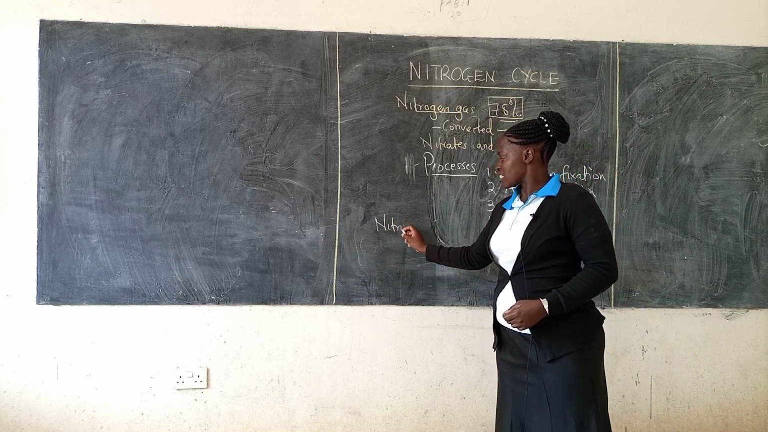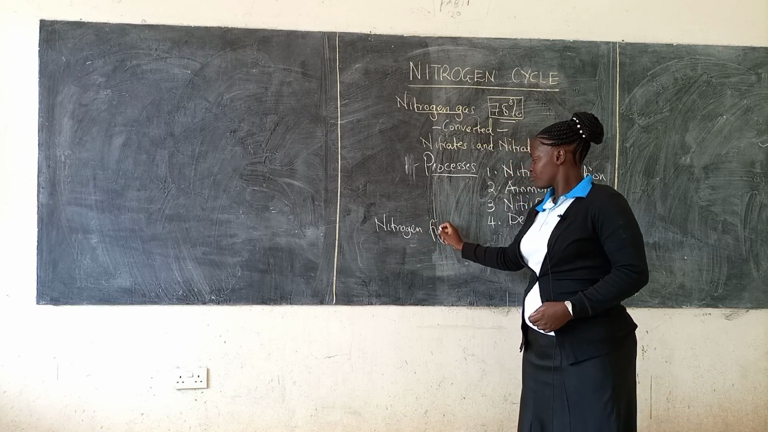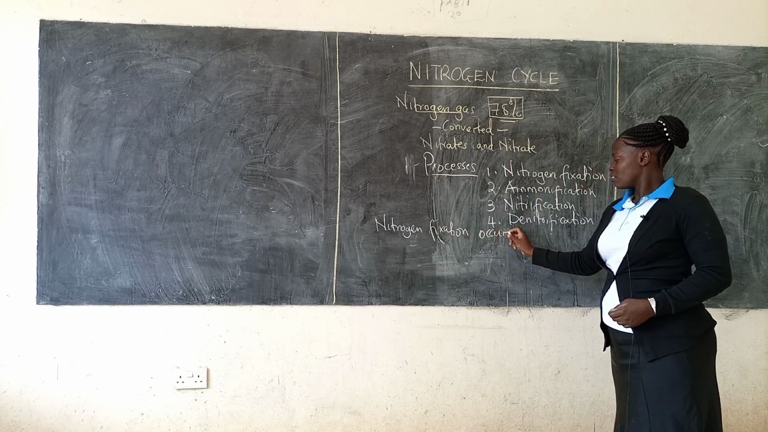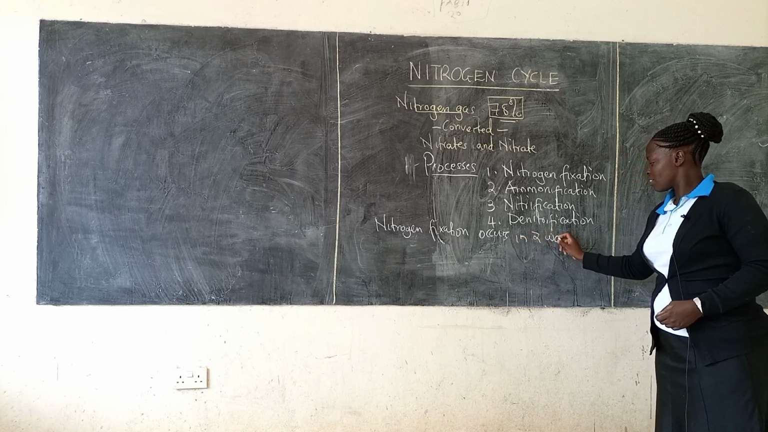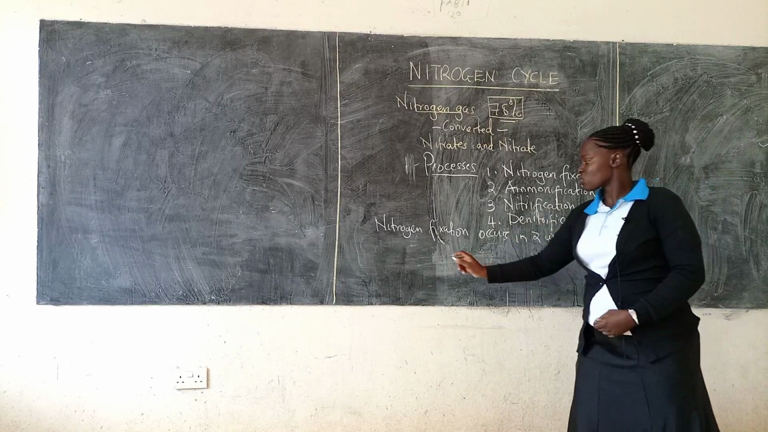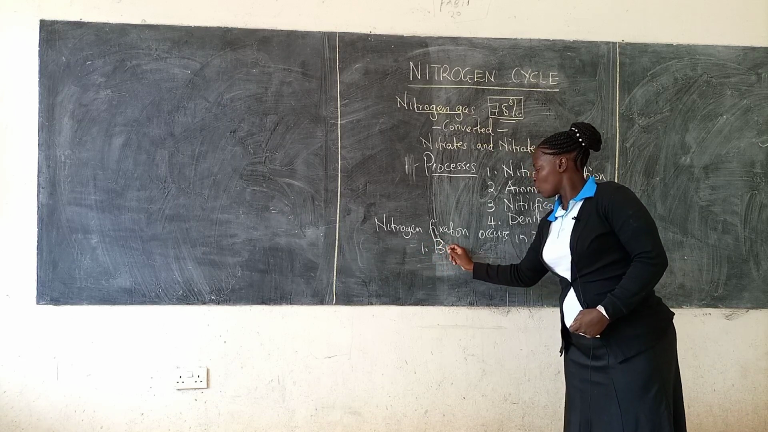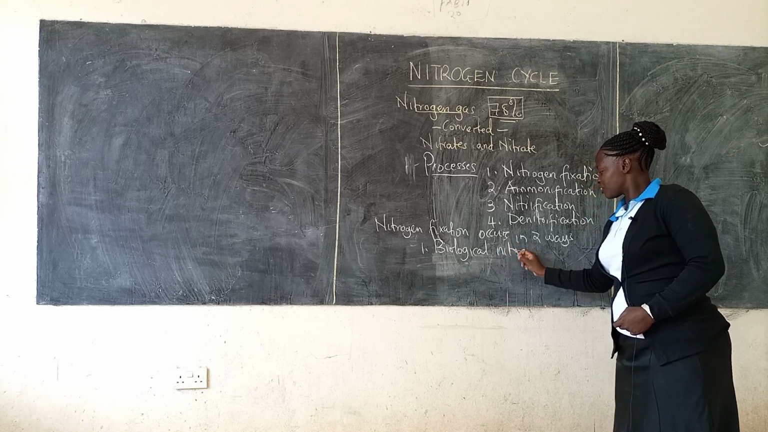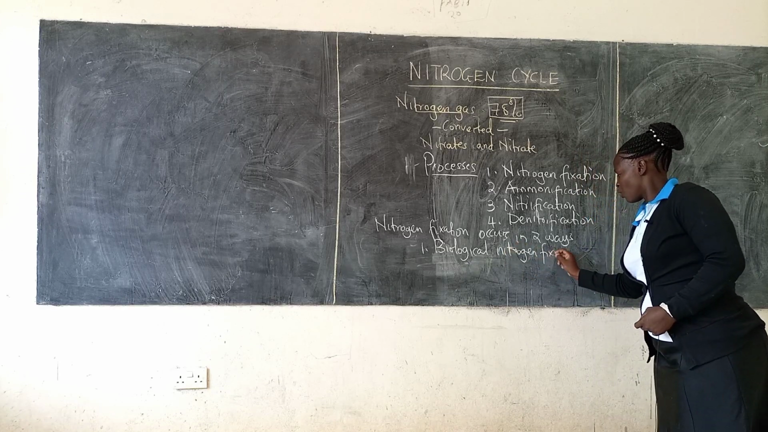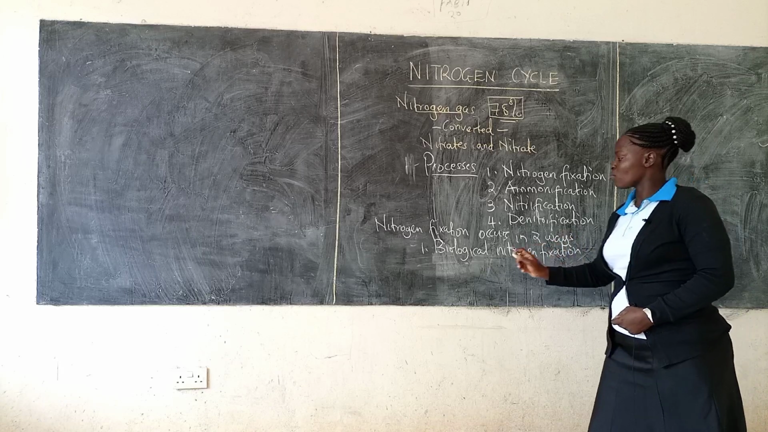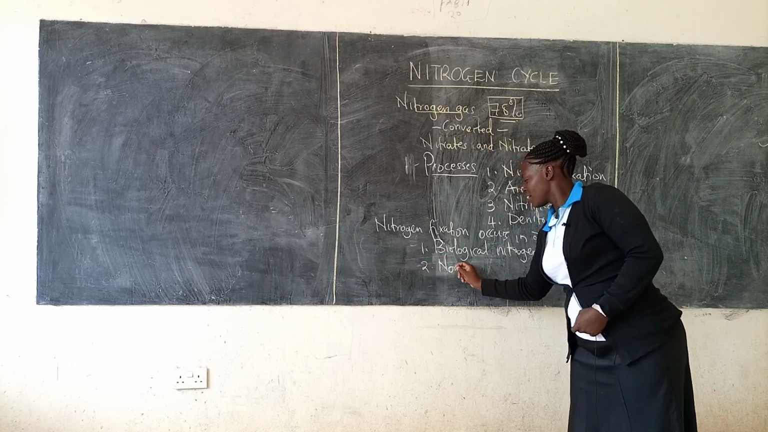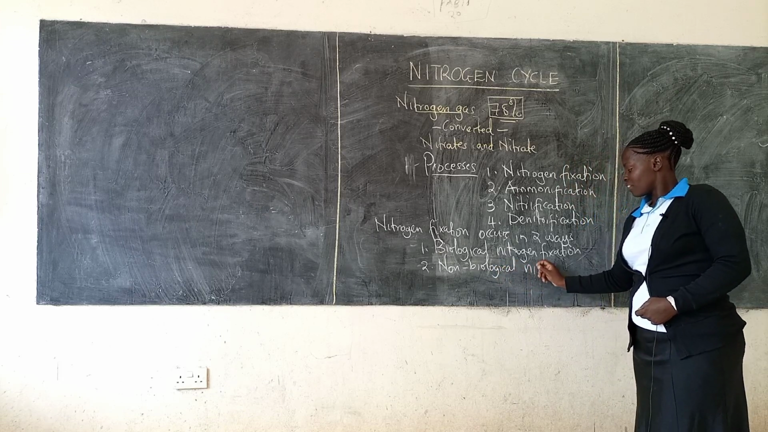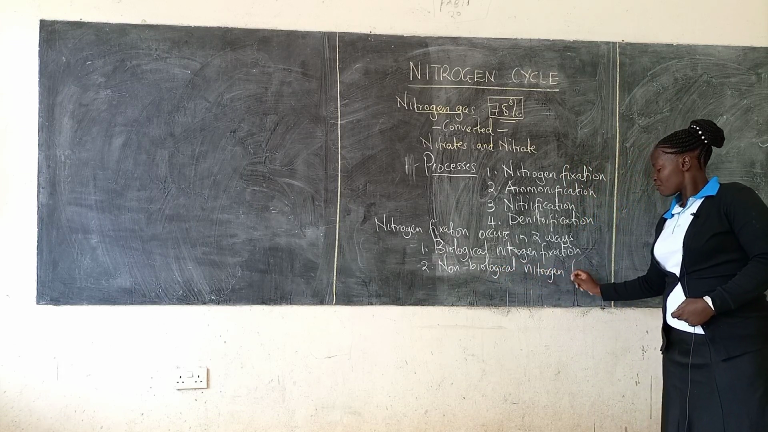Nitrogen fixation occurs in two ways. The first way is called biological nitrogen fixation, while the second one is called non-biological nitrogen fixation.